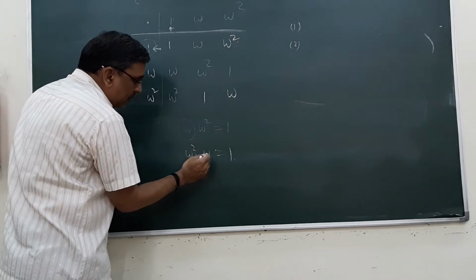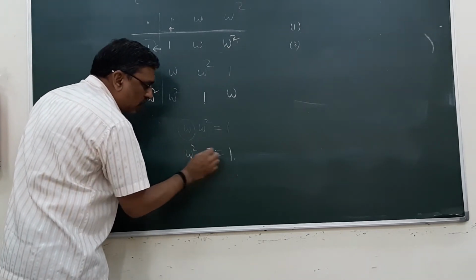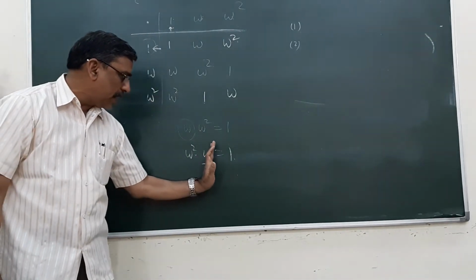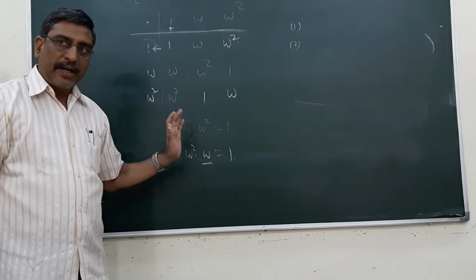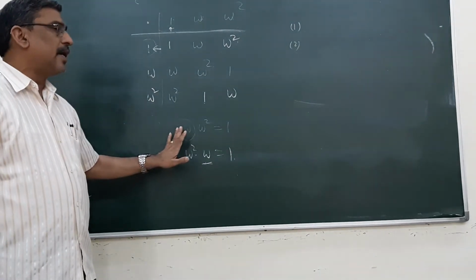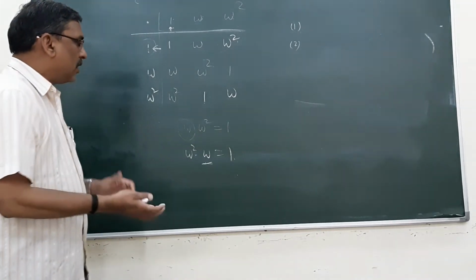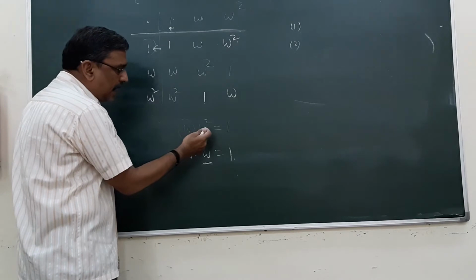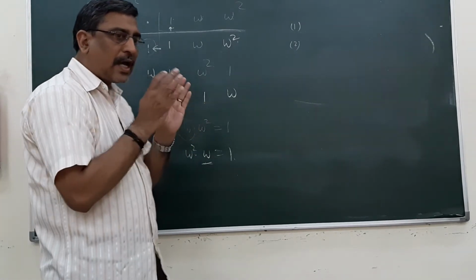Similarly, for this entry, omega is the right inverse of omega square. So omega is the left inverse as well as the right inverse of omega square. So omega is the inverse of omega square, and again, omega square is the inverse of omega. Here this is the right inverse, here this is the left inverse, and the right and left inverse are both equal.